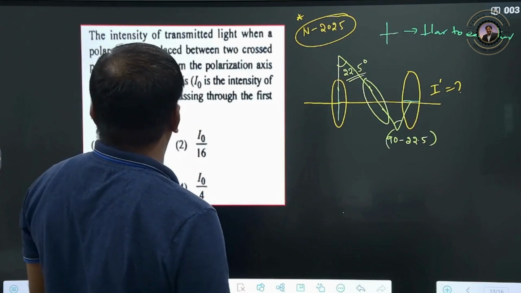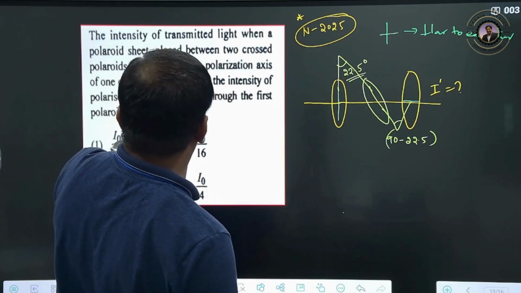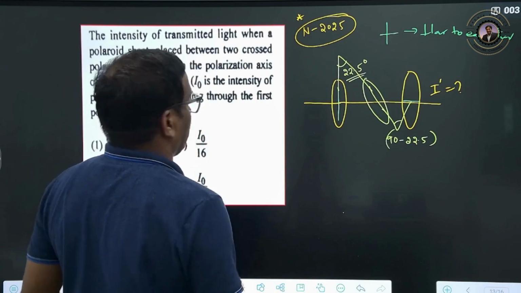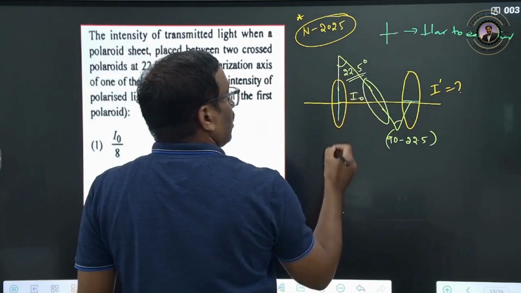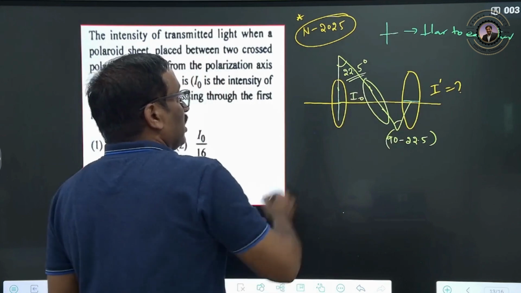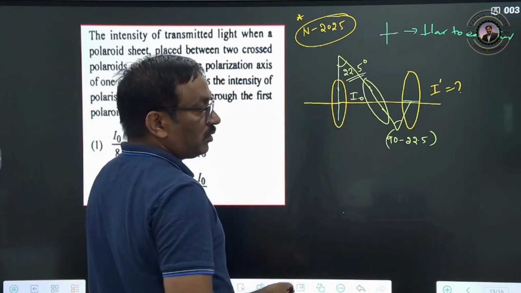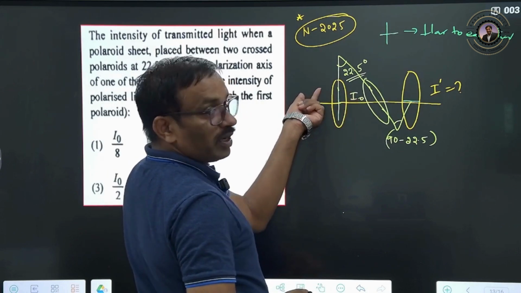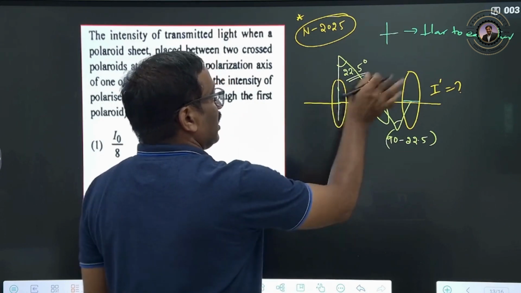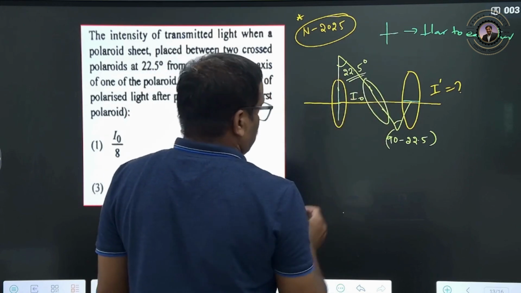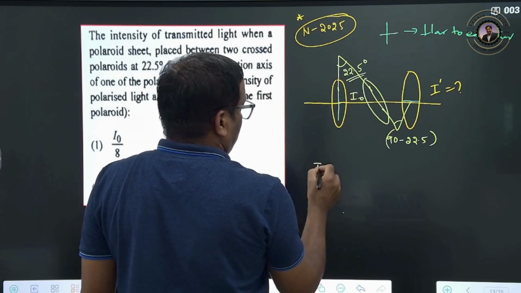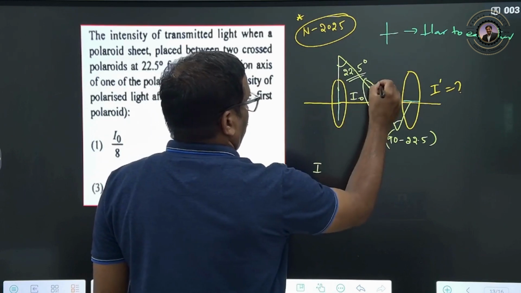So therefore here I naught is the intensity of the polarized light passing through the first polarizer. Therefore this is I naught. Clear? For unpolarized light it would be I by 2, but here he gave I naught. After passing through the first polarizer, what can you write now? So after the first polarizer, therefore I dash.